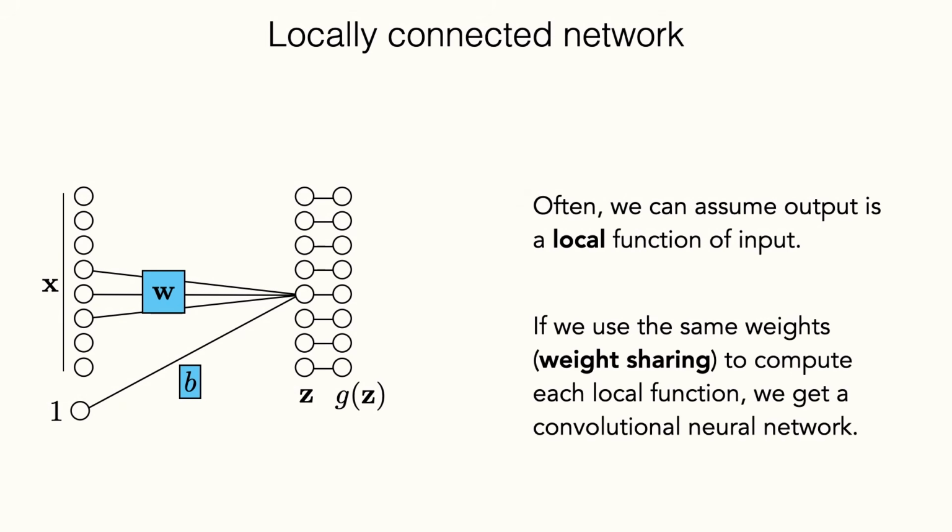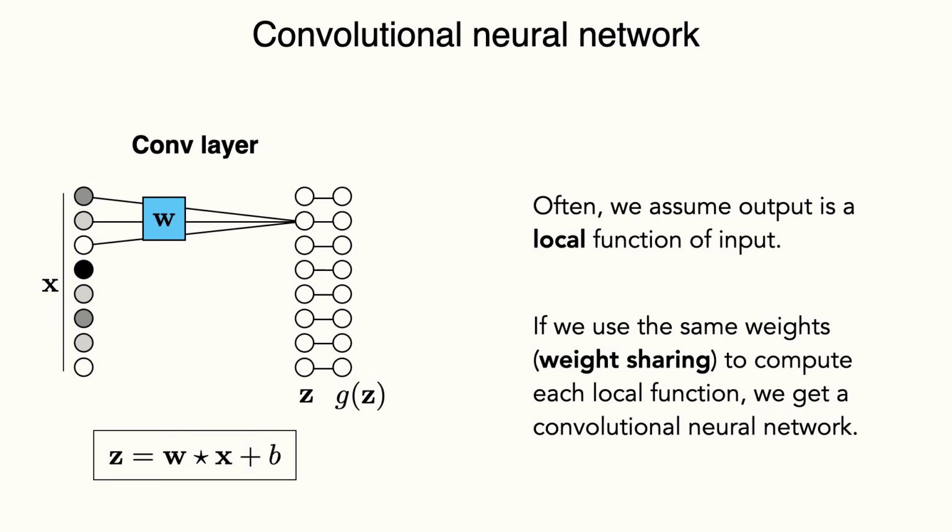So here, if we use the same weights for these linear combinations, this W matrix, regardless of where the initial input values are coming from, that gives us a convolutional neural network. And the way that we actually denote that is with this star operation for convolution.